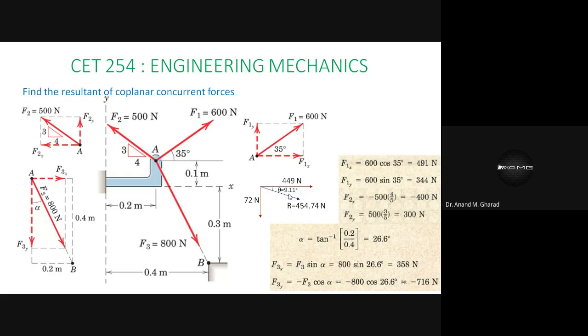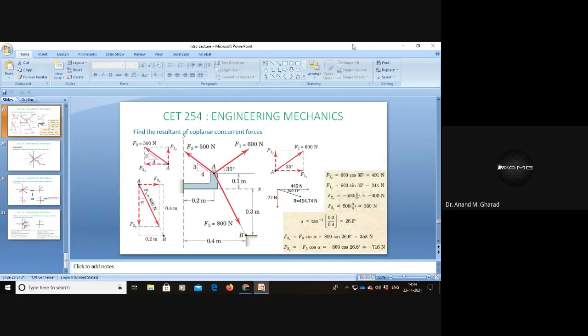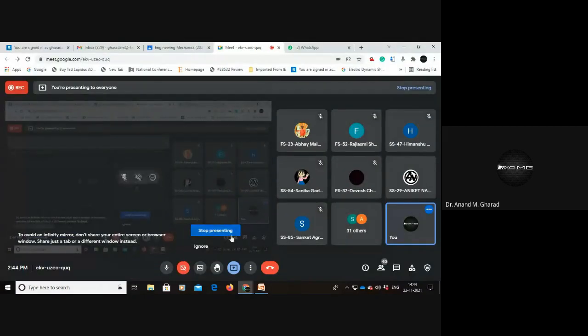Please verify this, and please let me know whether these values, whatever I have found out, are correct. Okay?